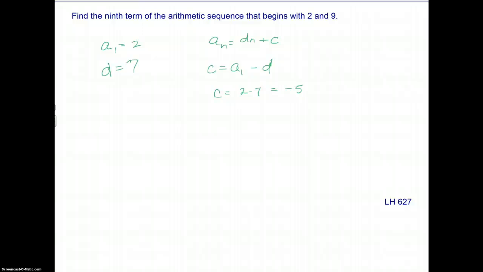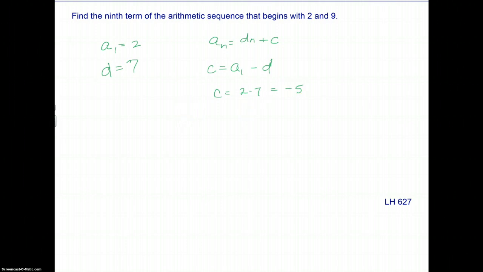Hey, sorry about that. Guess I ran out of time, so I'm going to continue where we left off. We are trying to figure out the ninth term of this arithmetic sequence that starts with the numbers 2 and 9. We've figured out our first term. We knew that is 2. We figured out our common difference, and now we are figuring out our C value.